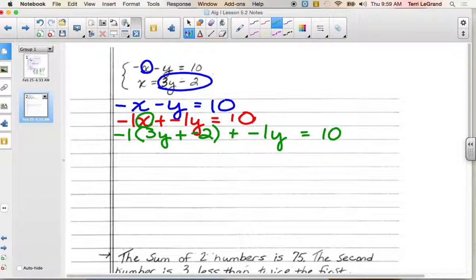So for the time being, the x's are gone, we only have to deal with the y's, we should be able to do this. So now we say, okay, I've got the distributive property to do first of all to simplify this.